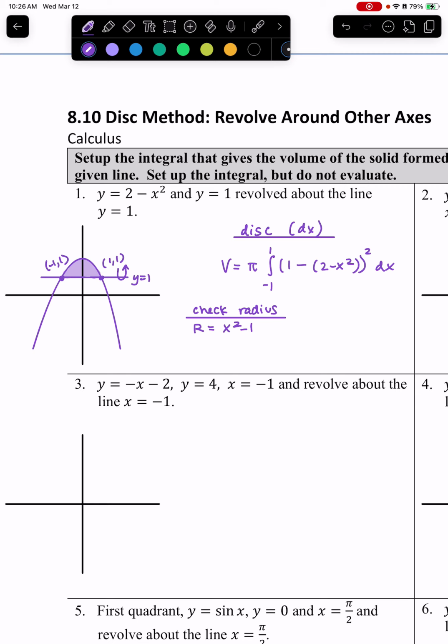Now if we go over here, our bounds start at x equals negative 1. So let's double check that our radius should be 0 right there. So x equals negative 1, our radius is 0. Let's double check that our radius should be 1 when we're at x equals 0. Sure enough, we get negative 1, but that doesn't really matter because our radius is being squared. And then last but not least, at x equals 1, our radius is back to being 0 again, which is perfect. So that guarantees that you've got your radius function correct.